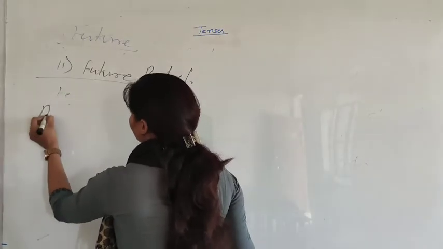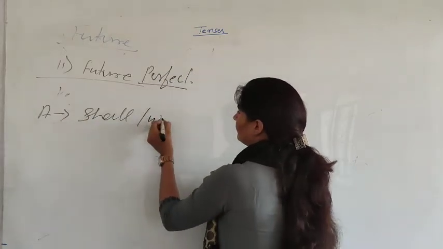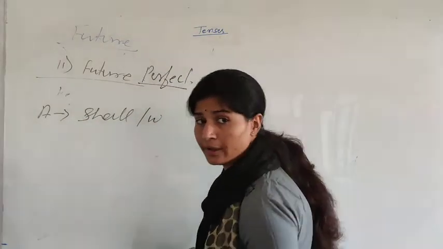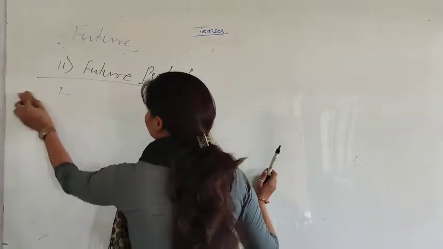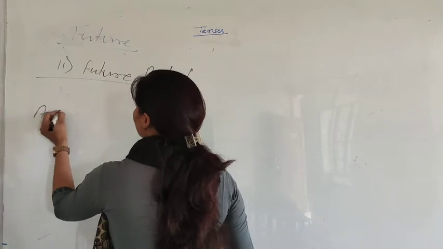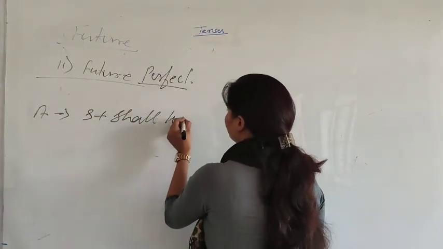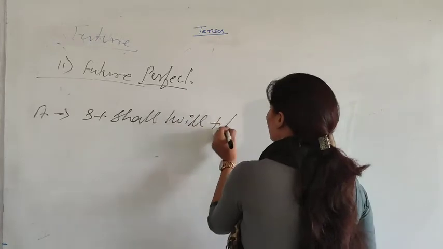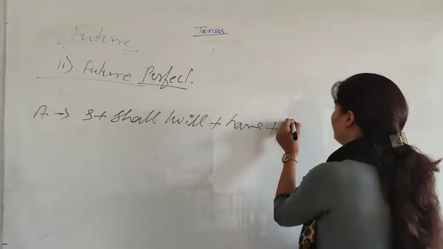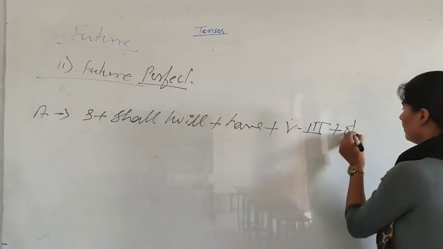I'm sorry, what am I doing, I am sorry literally. Assertive sentence, that is subject plus shall/will plus have plus verb third form plus object.